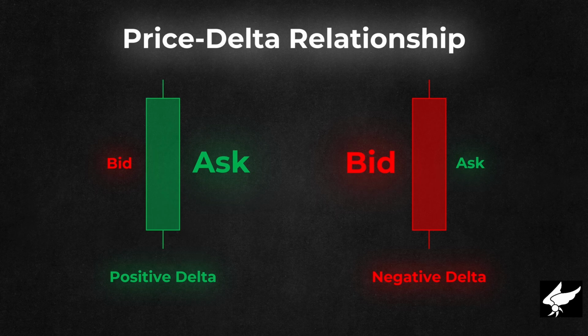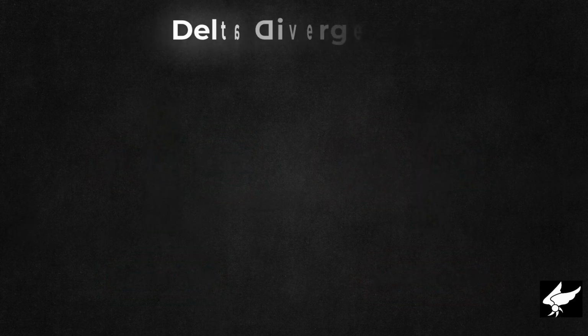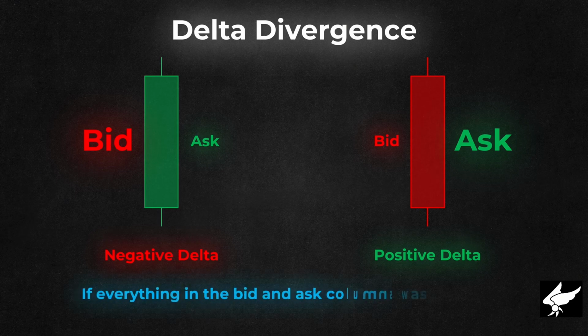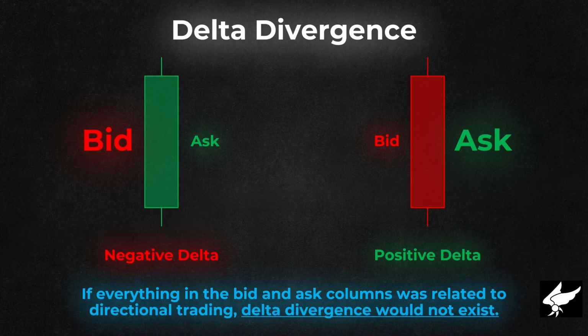However, bullish candles don't always have positive delta, and bearish candles don't always have negative delta. This is known as delta divergence. This is important because if all that happened in the ask was related to trading activity directed to adding buying pressure in the market, and all that happened in the bid was related to trading activity directed to adding selling pressure in the market, delta divergence would not exist, but it certainly does.